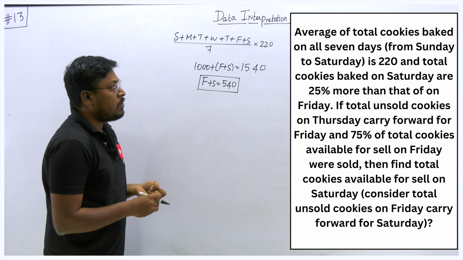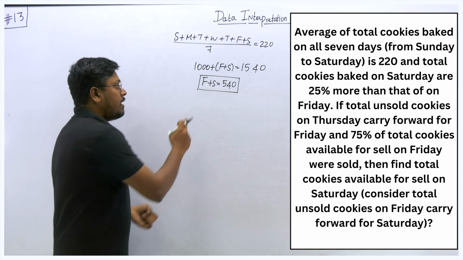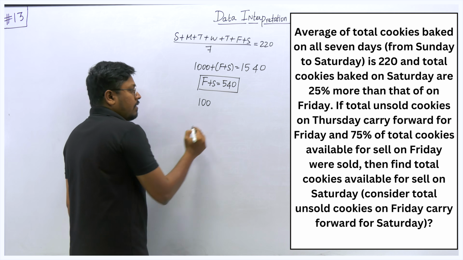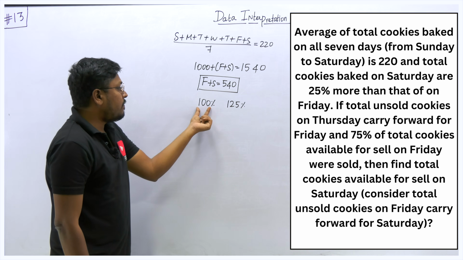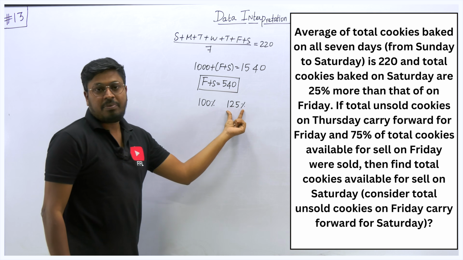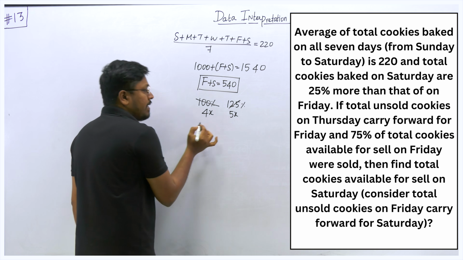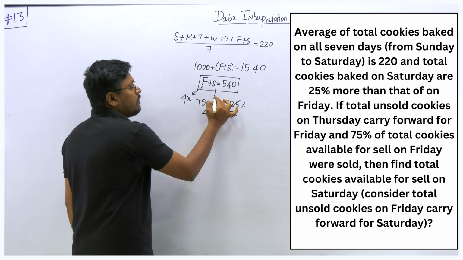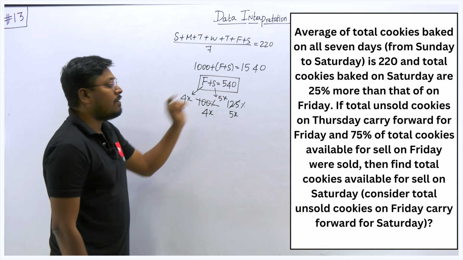Next, the total cookies baked on Saturday are 25% more than on Friday. So we can say if Friday is 100, Saturday will be 125%. Why? Because compared to Friday, Saturday is 25% more. When you consider Friday as 100, Saturday will be 125. Cancelling on the 25 table, this will be 4x and this will be 5x. So the total number of cookies baked on Friday will be 4x, and on Saturday will be 5x. This is the ratio. So the total 9x will be 540.